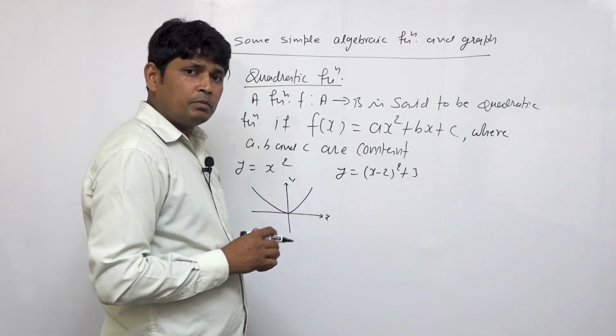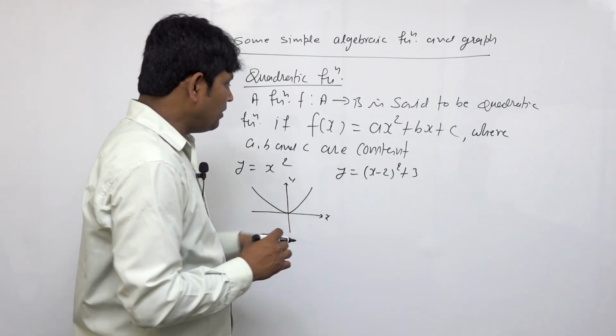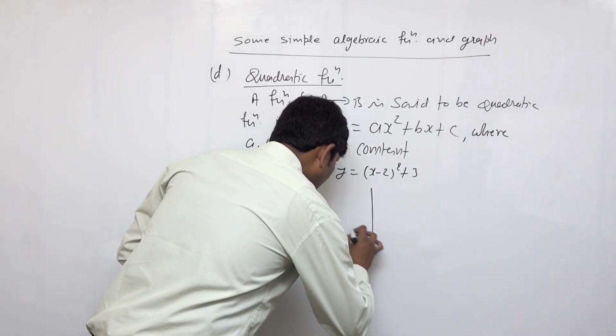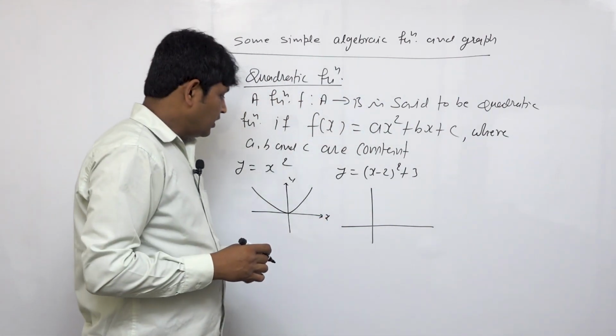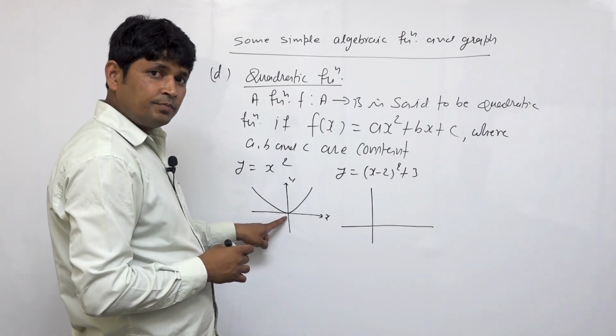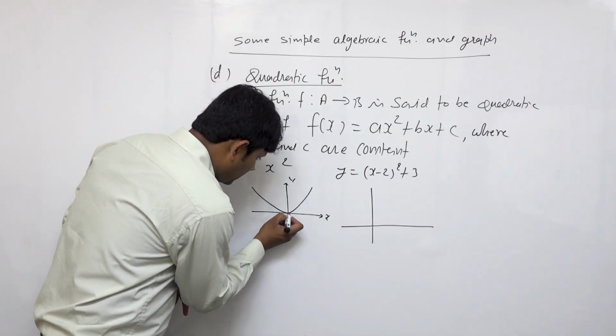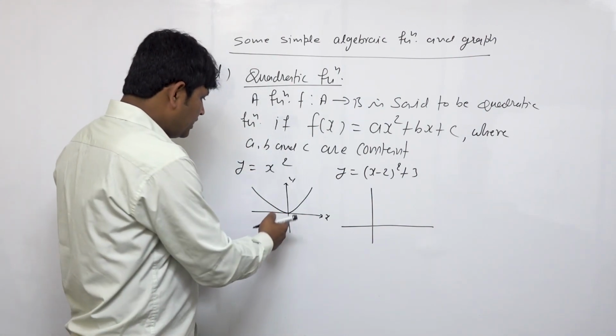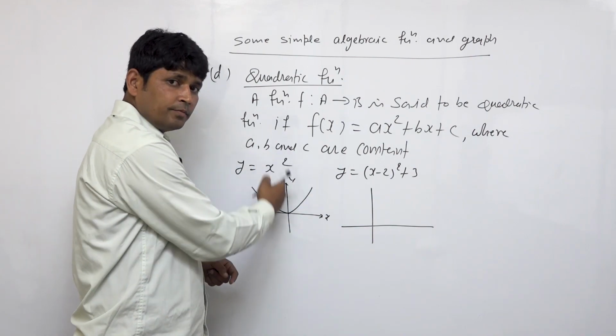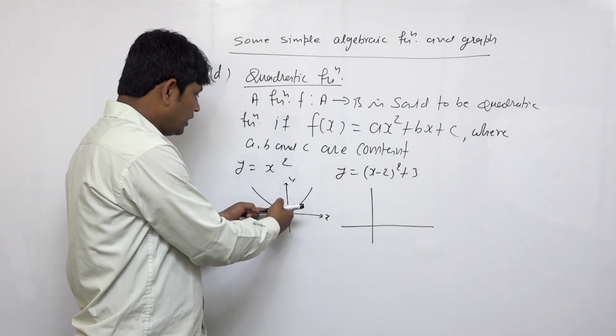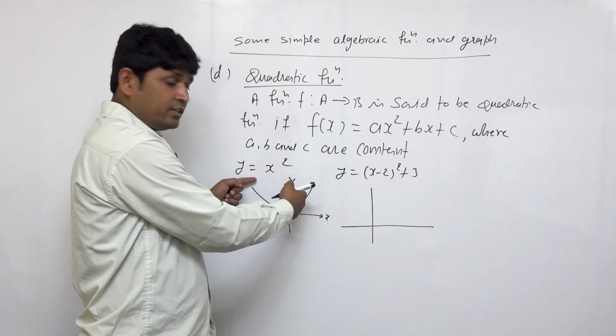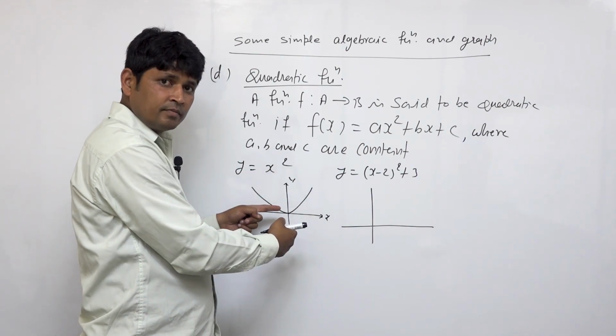So how can you draw the graph directly? How can you sketch this graph? For that, the graph of y is equal to x square is like that. Its vertex is at the origin. This line is called the symmetrical line, because both sides are symmetrical about this line.